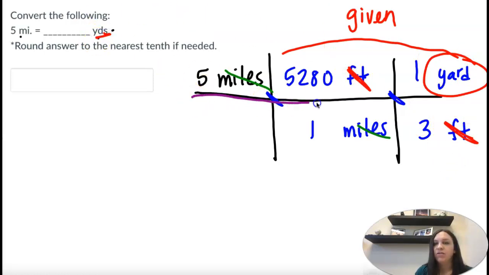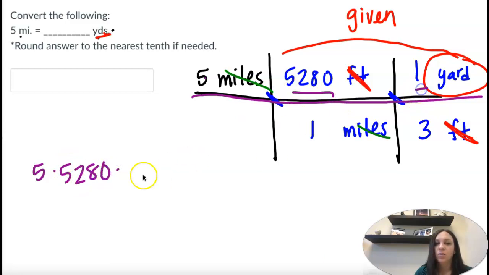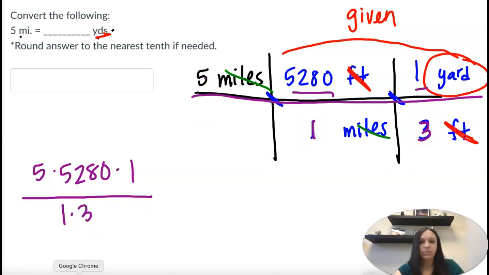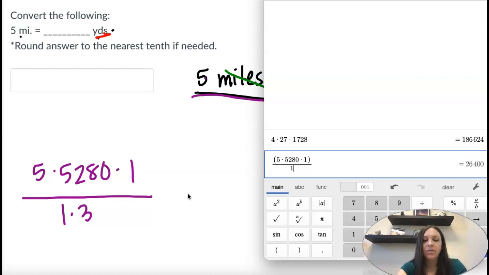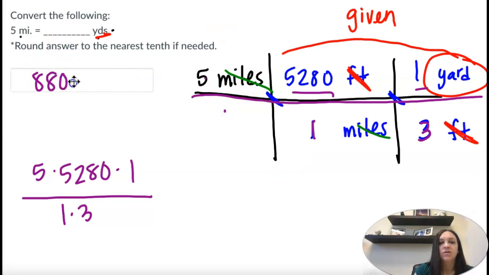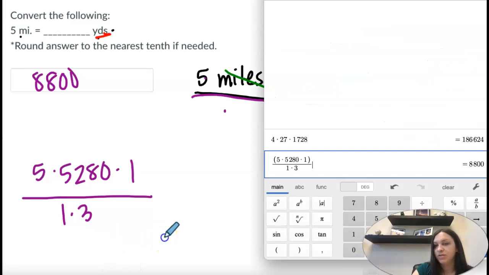And now we have this big fraction. So on the top, I'm going to take 5 times 5280 times 1 divided by 1 times 3. And we're just going to type it in. So 5 times 5280 times 1, you don't really need the 1, divided by 1 times 3. So there's 8,800 yards in 5 miles. That's what we just found out.